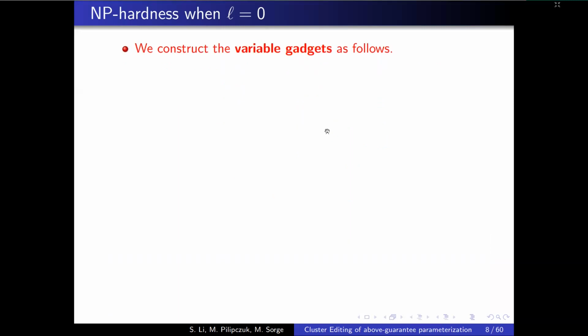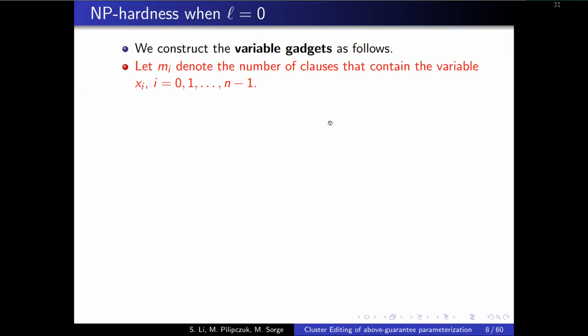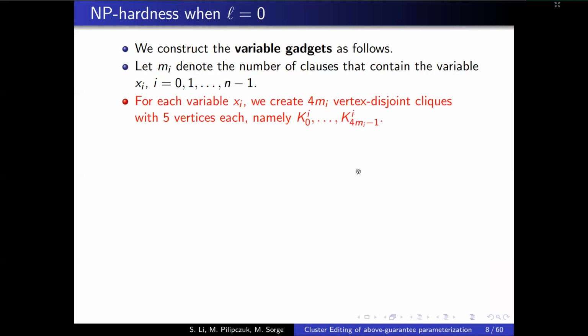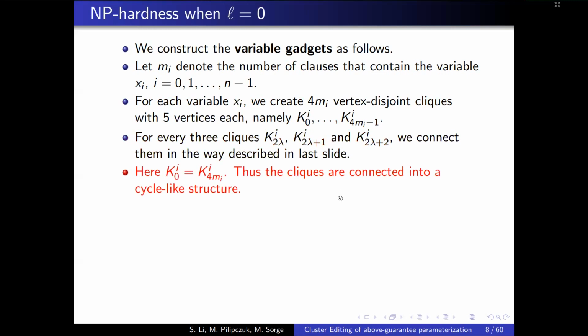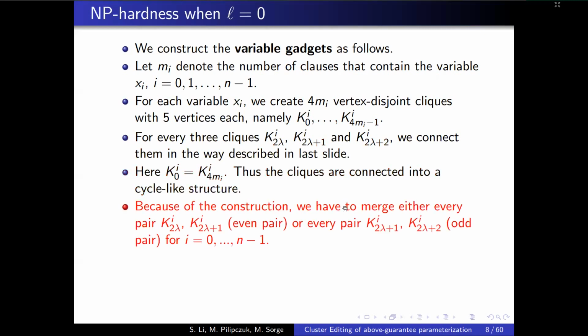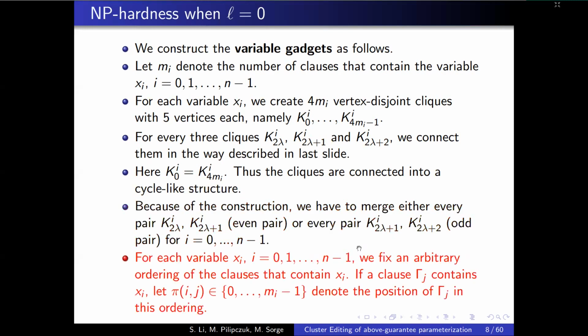So with that tool in hand, we can construct the variable gadgets as follows. Let Mi denote the number of clauses that contain the variable xi. For each variable xi, we create 4Mi vertex-disjoint cliques with 5 vertices each. For every 3 consecutive cliques, we connect them in the way described in the last slide. Here we identify the first clique with the last clique. Thus, the cliques are connected into a cycle-like structure. Because of the construction, we have to merge either every even pair or every odd pair.